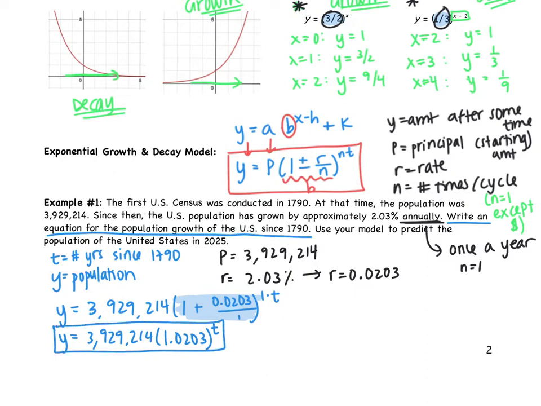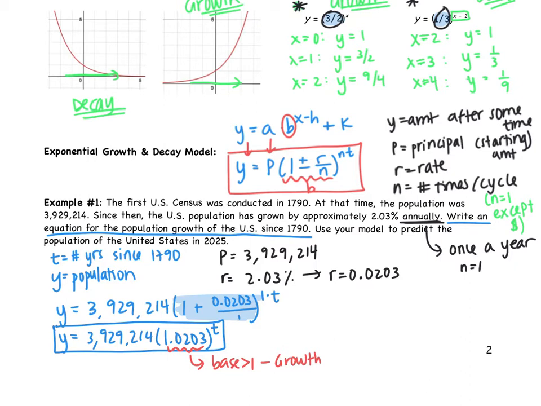Let's make sure that this model makes sense. So this right here is our base. We have a base which is greater than 1, which tells us that this is exponential growth. Does that make sense contextually with what we're talking about? Well, we're talking about the US population. So yes, this makes sense. The US population is going to be growing.